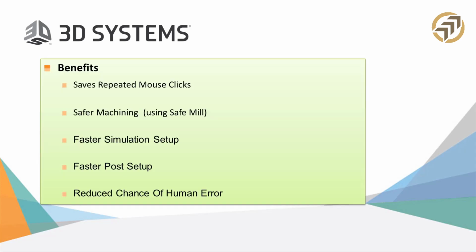What are the benefits to using NC Setup? Saves repeated mouse clicks, safer machining using SafeMill, faster simulation setup, faster post setup, and the reduced chance of human error.